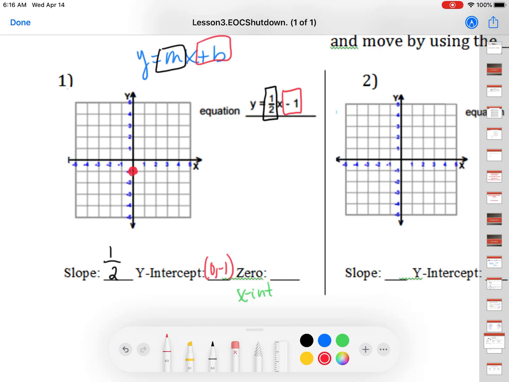(0, -1) on the y-axis is right here. A slope of up 1 and over 2. Up 1 over 2, up 1 over 2. Down 1 over 2, down 1 over 2. Connect your dots.